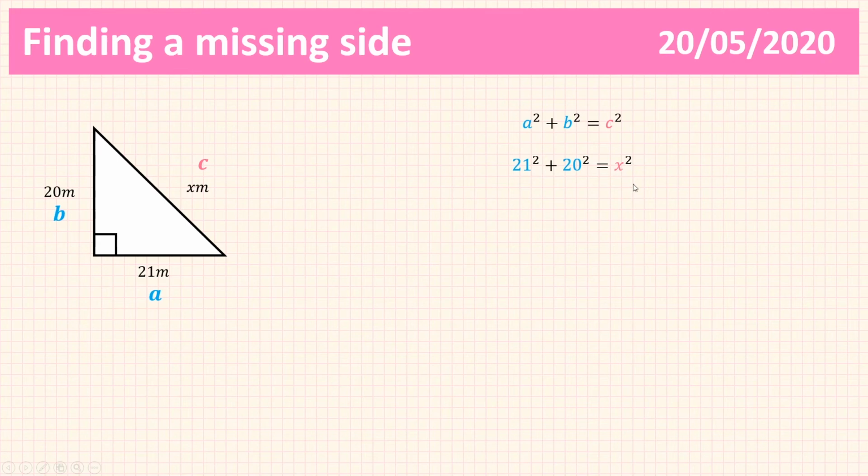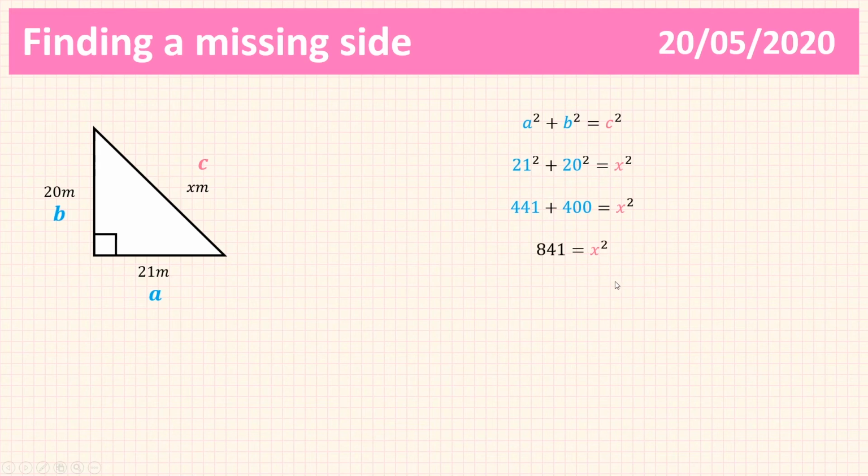It is the subject of this equation. So now that I know that it's a subject and I know I don't have to rearrange anything, I can start doing some calculations. So I'm going to do 21 squared and 20 squared. So I get 441 plus 400 equals x squared. Then I continue with my calculation. I get 841 equals x squared.